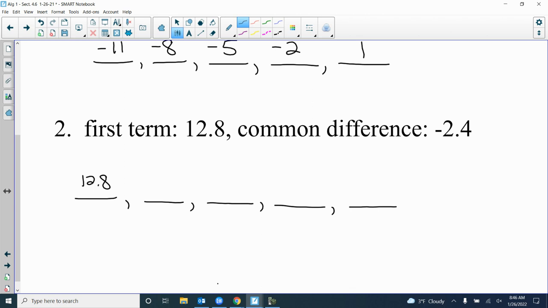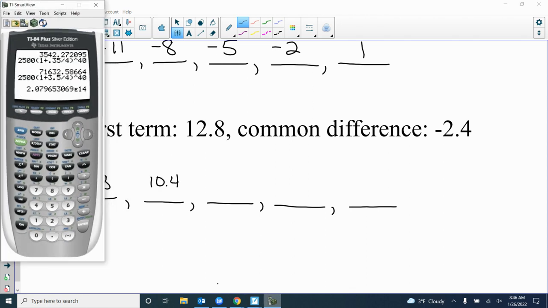All right, what's our next term going to be? First term is 12.8. Zach? 10.4. Okay, so really, you can think of it this way. You're going to take 12.8, and you can either type in plus negative 2.4, but that's going to be the same as subtracting. So you're going to do minus. All right, go from 10.4 and find your next three.